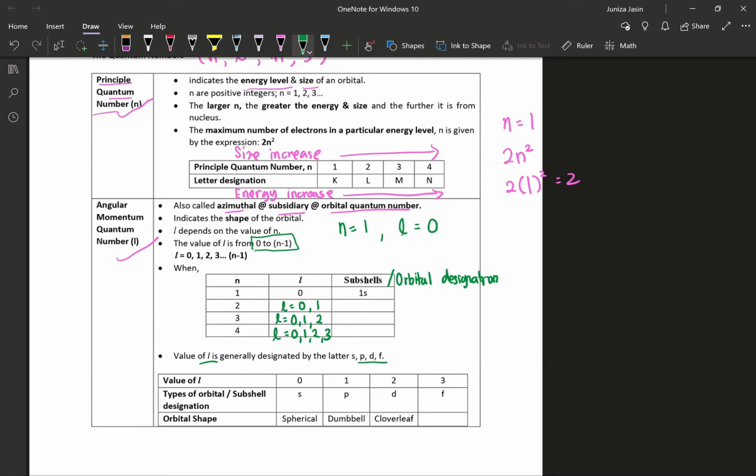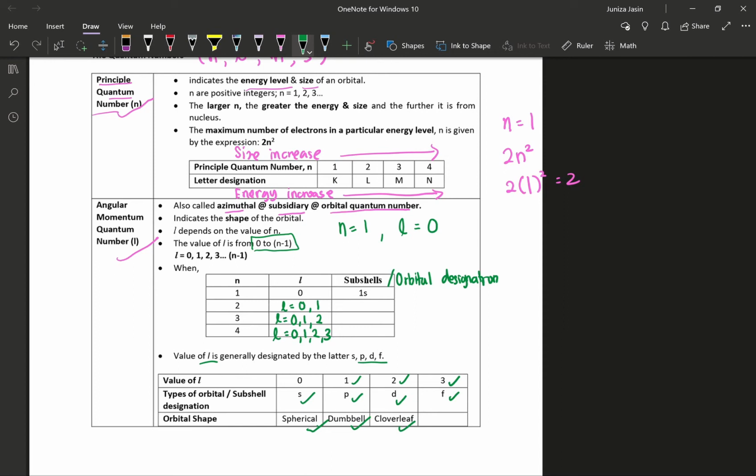Okay, so if you get your value of L equal to 0, that means berada pada S orbital. If your value of L equal to 1, that means P orbital. If your L equal to 2, D orbital. If your L equal to 3, then F orbital. Okay, so the shape of S orbital is spherical. Kita dah draw dah. And then shape for P orbital is dumbbell. Shape for D orbital is cloverleaf. For F orbital, kita tak belajar. So, don't worry.